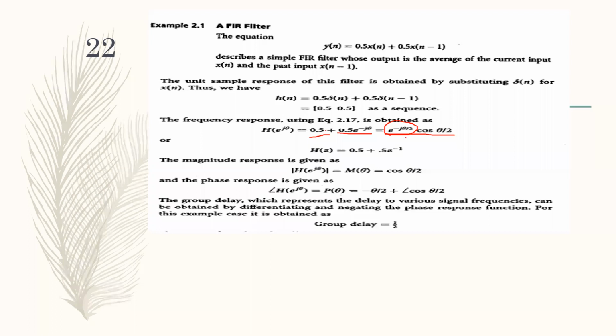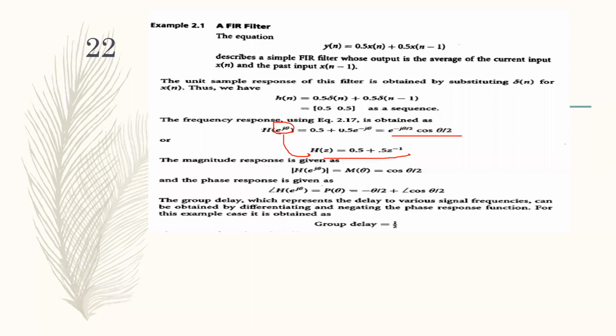Now when you have the equation in this form, if you take the magnitude of this and the angle of this particular equation, that is the phase, I'll be getting the magnitude response and the phase response. I'll be getting both. So here I have got this equation. Now, if I want the Z transform equivalent of this, substitute e raised to jθ as Z, you will be getting this equation, that is 0.5 plus 0.5 times Z raised to minus 1. So this is what I'll be getting.